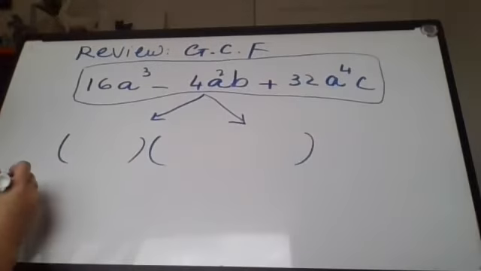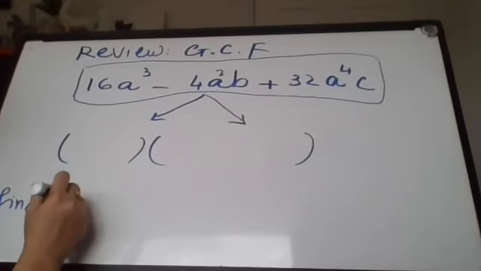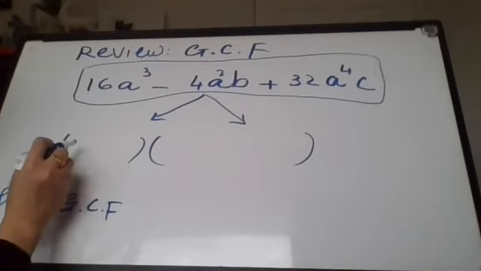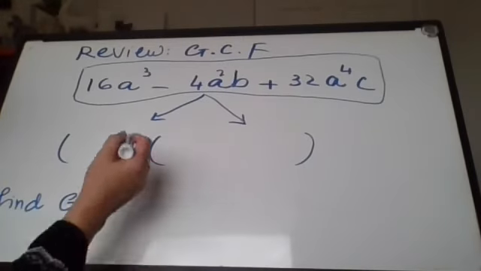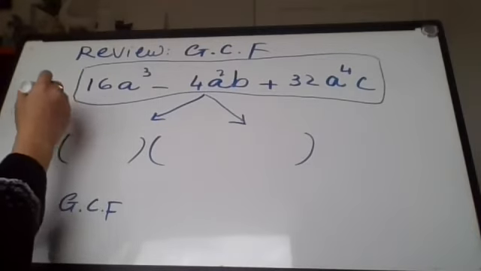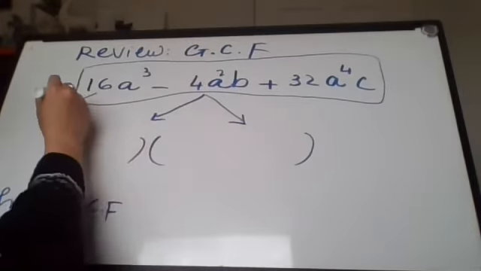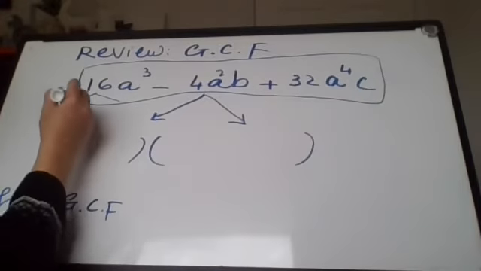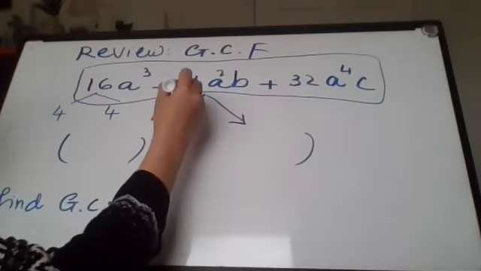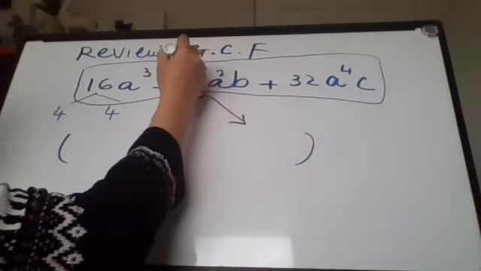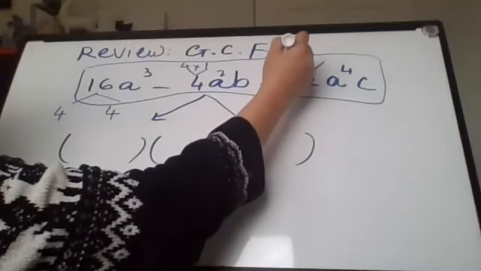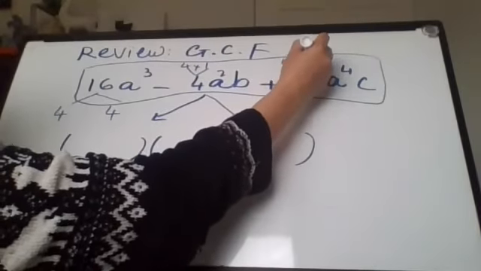And in the first bracket, I have to find a greatest common factor for both number and letter. For the number, I can find that the greatest common factor is the number 4, because you can break 16 into 4 times 4. For this number, I can break it into 4 times 1. And this number, I can break it into 4 times 8.